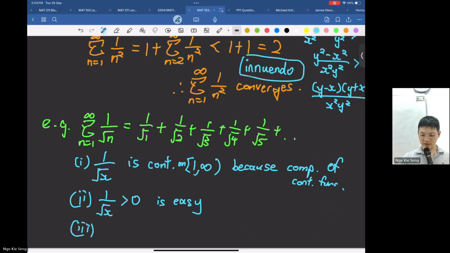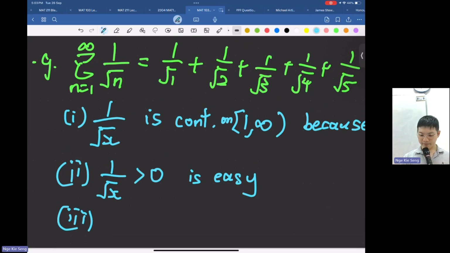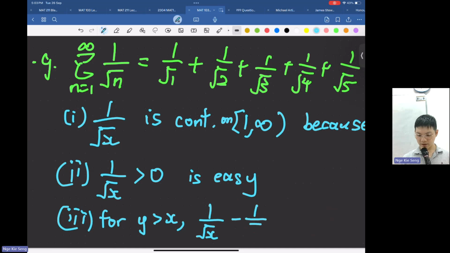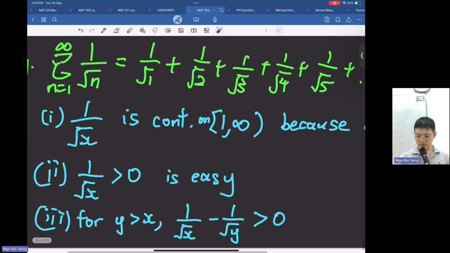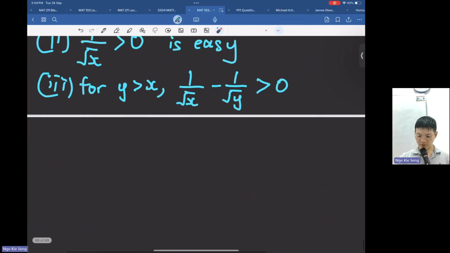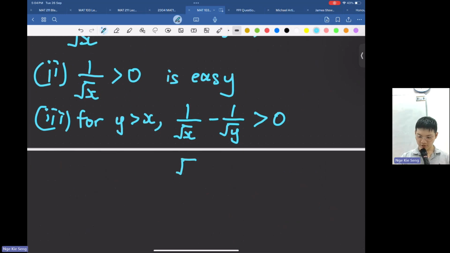How about decreasing? Is it hard or not? So we need to take 1 over square root. So for y greater than x, we take 1 over square root y. So the other way, which way? Square root x minus square root y has to be greater than 0, because the previous one is higher than the one that comes after. So is this true or not? I'm not sure. Let me check. It should be true, but I'm not sure we can do it or not. So let's try the same technique.